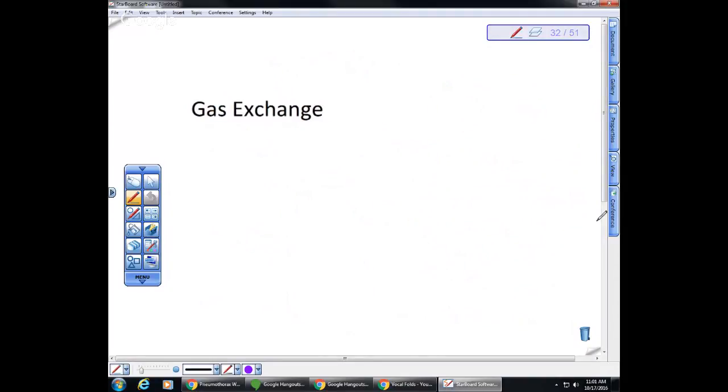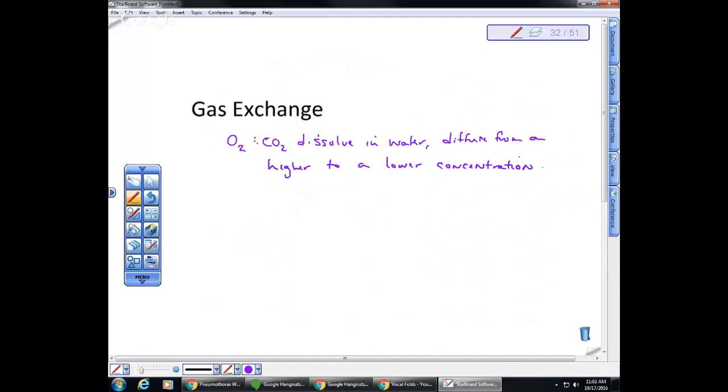Okay, so let's talk about gas exchange and the differences in the partial pressures. Oxygen and carbon dioxide diffuse. First, they dissolve in water, and then they diffuse from a higher to a lower concentration. Okay, so this is with their concentration gradient.